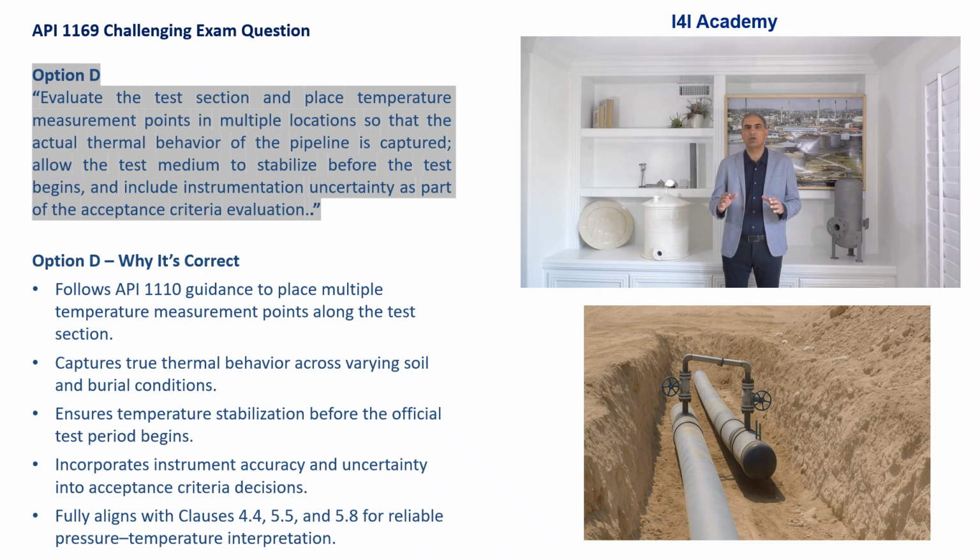Option D is the only answer that respects this full chain of logic. In short, option D is correct because it is the only approach that reflects the complete intent of API RP 1110. Measure temperature at multiple points, allow stabilization, understand the impact on pressure, and evaluate the test with full awareness of instrument accuracy. This is the only method that gives the operator confidence in whether the test truly passed or failed.